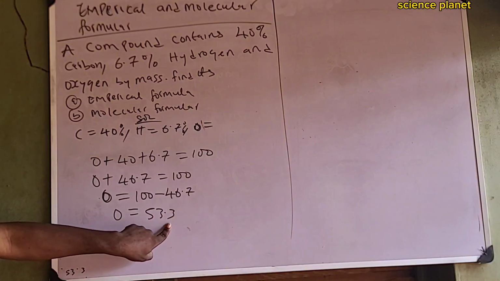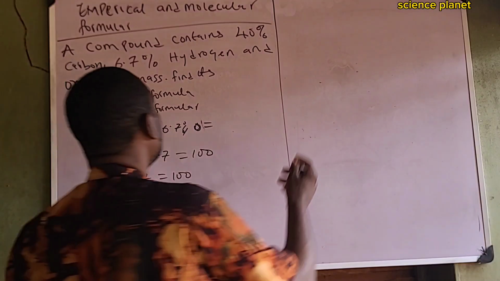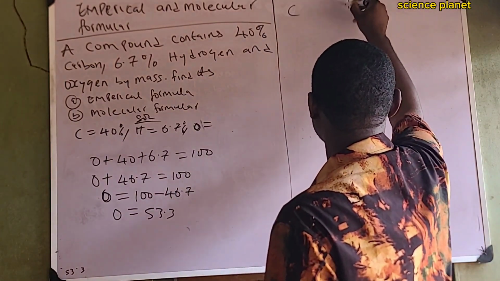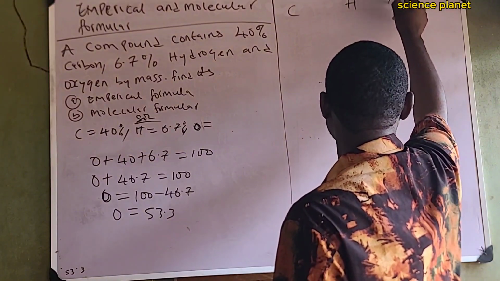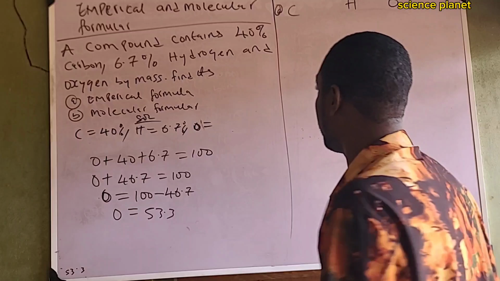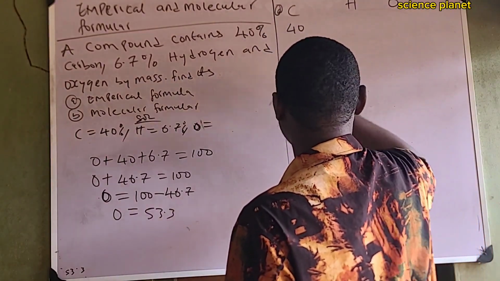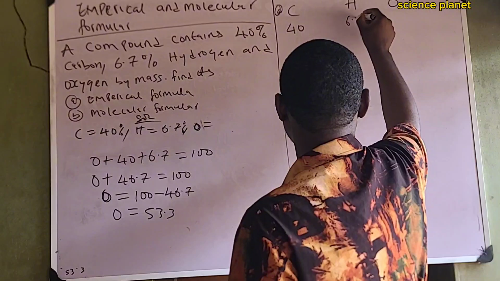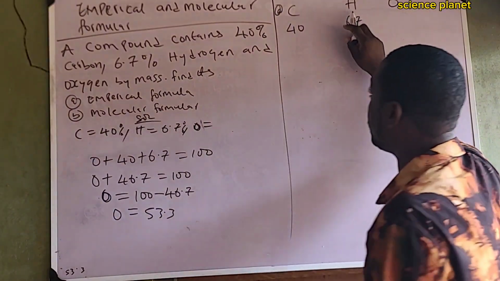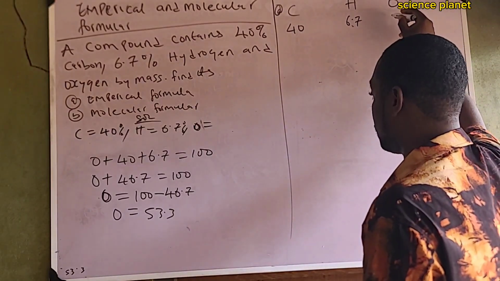You don see say the remaining na for oxygen, 53.3. So you go come bring your constituents, carbon, hydrogen, oxygen. This one wey you dey find now na empirical formula A. You wan find the empirical formula. Carbon na 40. Come write 40 under carbon. Hydrogen na 6.7. Then oxygen na 53.3.